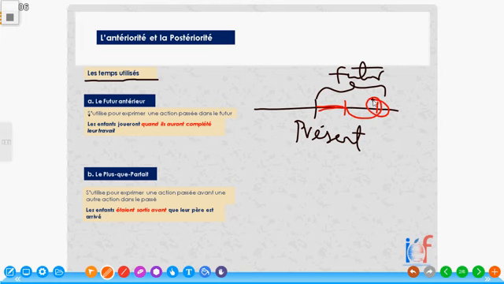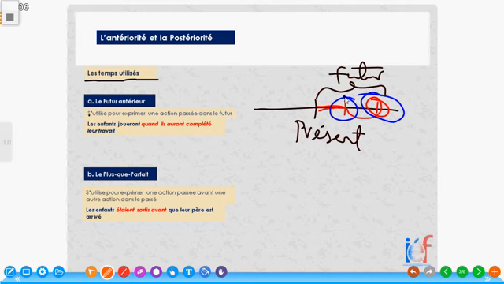So, example: les enfants joueront quand ils auront complété leur travail. The kids will play, all right? The kids will play when they will have finished their work. Yes, they will play when they will have finished their work. So le futur antérieur is an expression in the future, but it must have been accomplished before another action in the future.